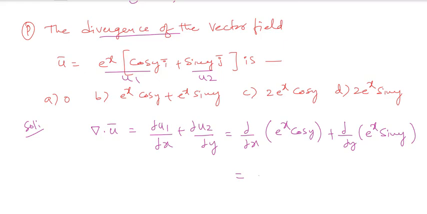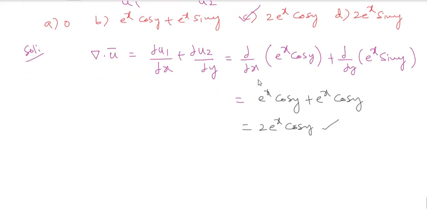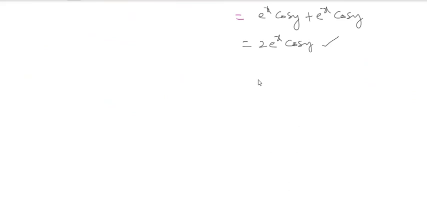Dou by dou x of this one gives e power x cos y. Next, with respect to y, you again have e power x cos y. So the result is 2 e power x cos y. This is the answer, so option C is the right answer. Clear? These are all previous questions, which is the reason I am solving this. Next problem.